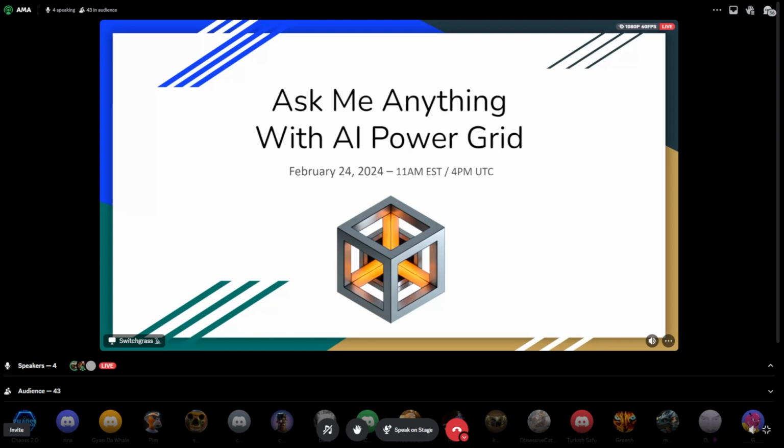Next question from Turkish Safu. Requirements for POS. Minimum is yet to be defined. So it's probably looking like around 10,000 AIPG, if that's what we're asking. And then you may also be required to have a low-end GPU if you want to validate AI workloads as well.